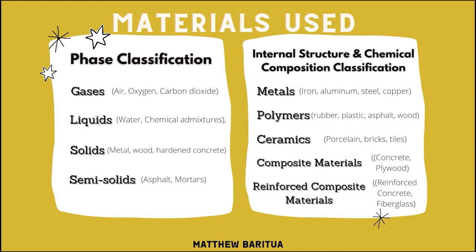So there are two classifications of engineering materials. One is phase classification and the other is internal structure and chemical composition classification. Under phase classification are your typical solids, liquids, and gases. Examples of gases are air, oxygen, nitrogen, and carbon dioxide. Liquids are chemical admixtures and water. And solids are like metals, wood, and hardened concrete.